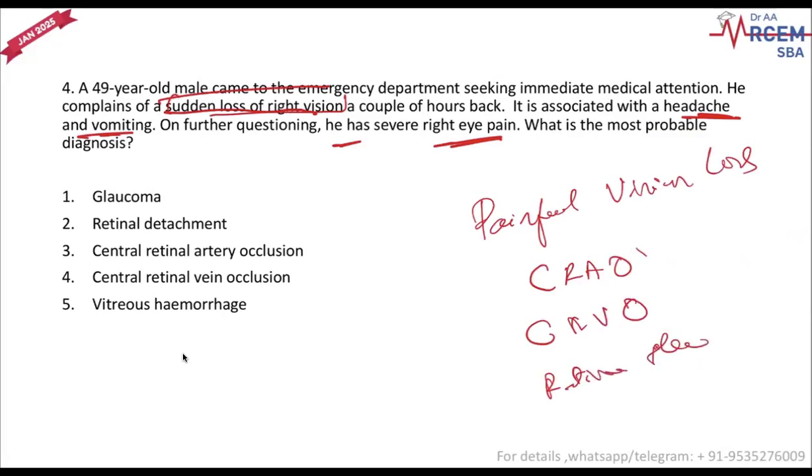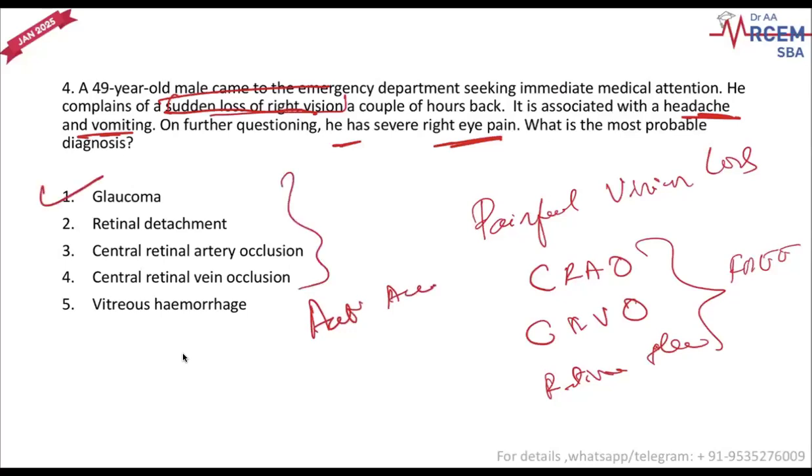Sorry, these are pain free. They don't have any pain. This is a pain free one. Painful one, what do we have? Acute angle closure glaucoma. Is that present here? Yes. So these are all pain free. In vitreous hemorrhage there is partial visual loss, not complete vision loss. Again, vitreous hemorrhage also causes painless vision loss. Here, acute angle closure glaucoma causes painful vision loss.